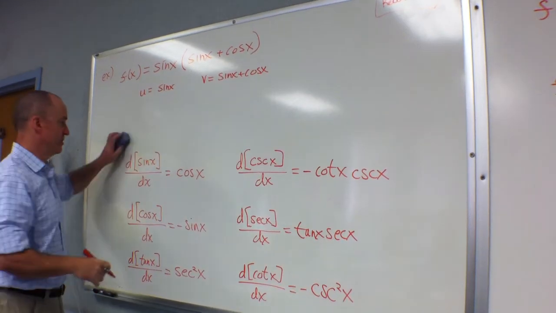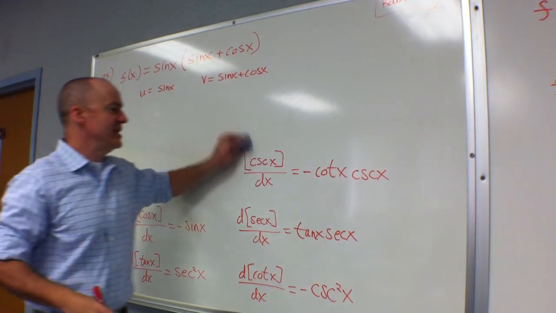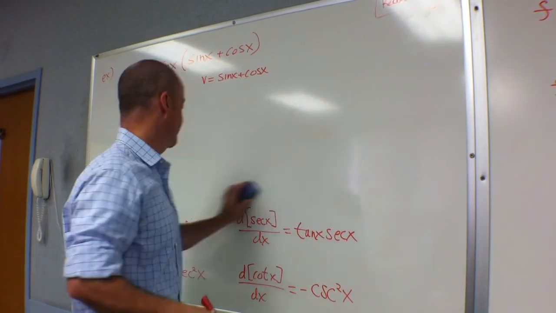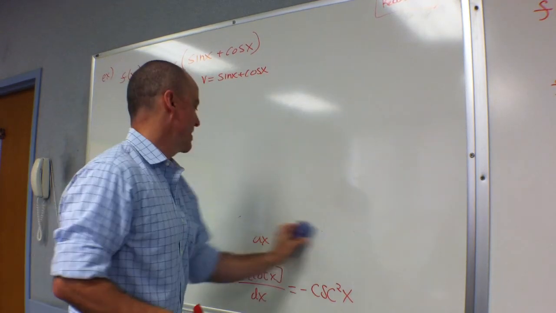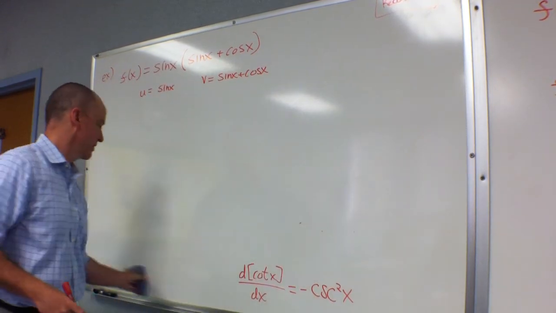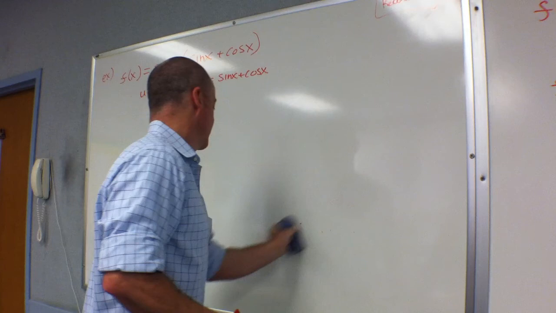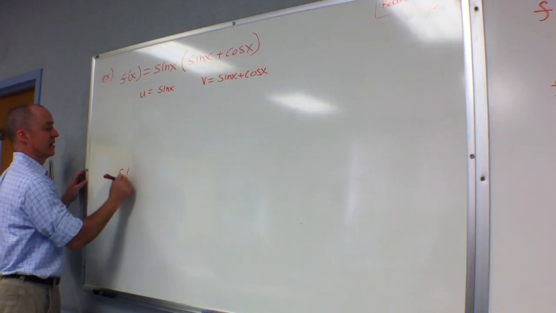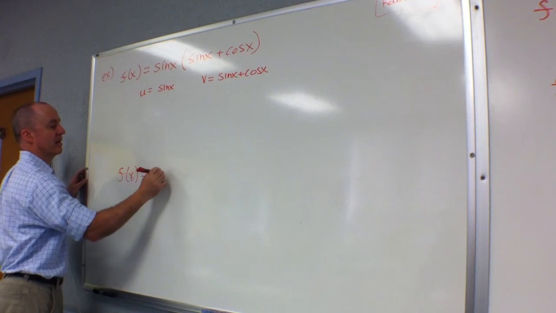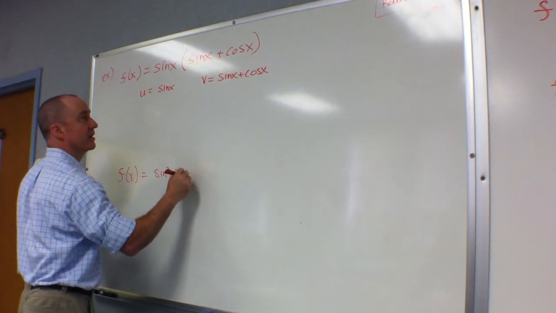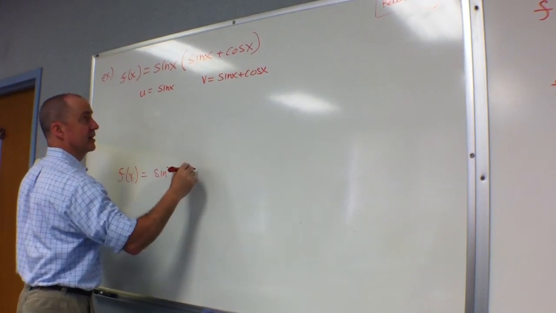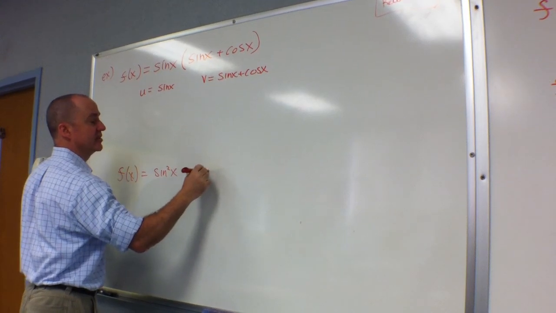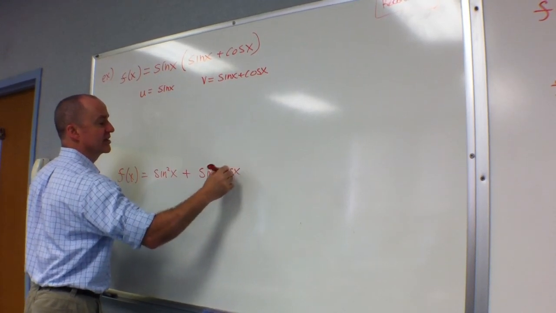If we did distribute, would that get rid of needing the product rule at all? No. What would happen? It would just be different values for each of them. Yeah, it would be like sine x squared would be u, and uv would be sine x cos x. Very good, yeah. That's a good way to look at it. So that would be sine x cosine x.